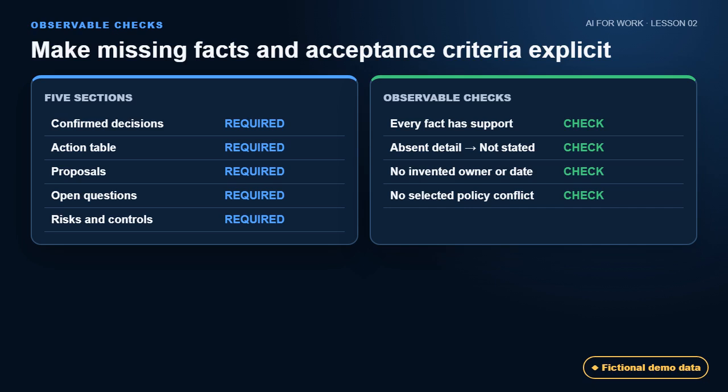If an owner, date, location, target, or decision is absent, the output must say not stated. The constraints forbid invented owners, deadlines, approvals, metrics, policies, and outcomes. The required format defines the 5 sections and the table columns.